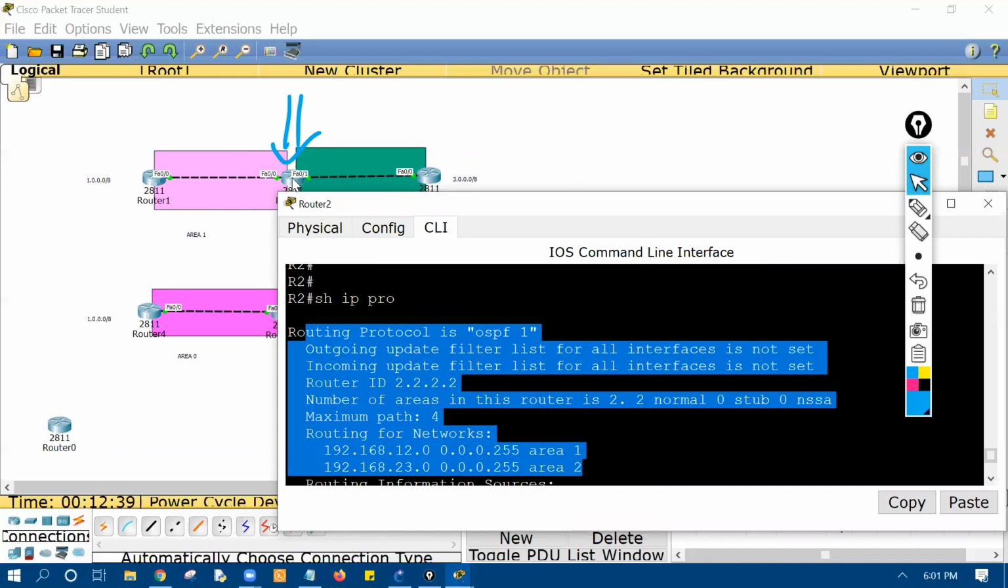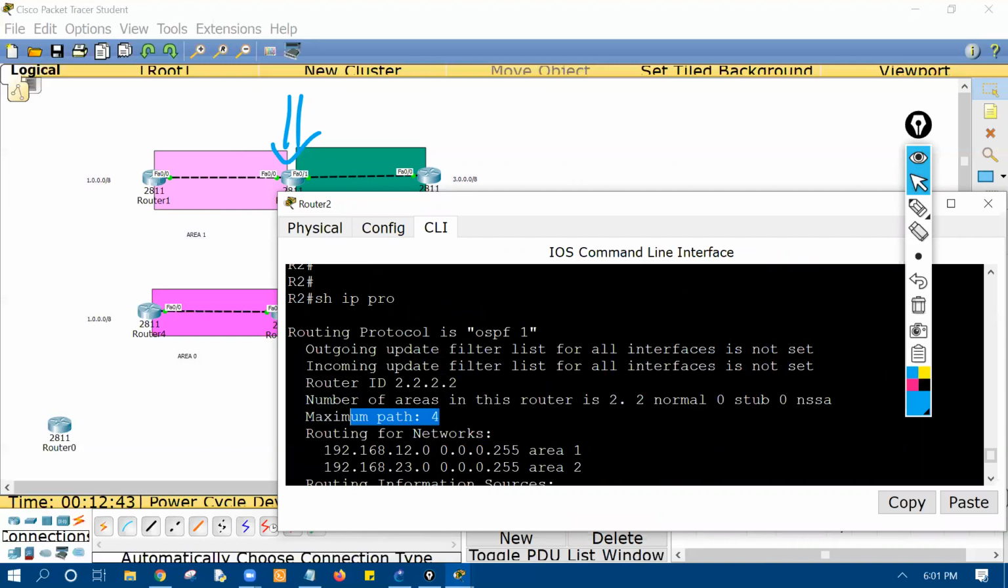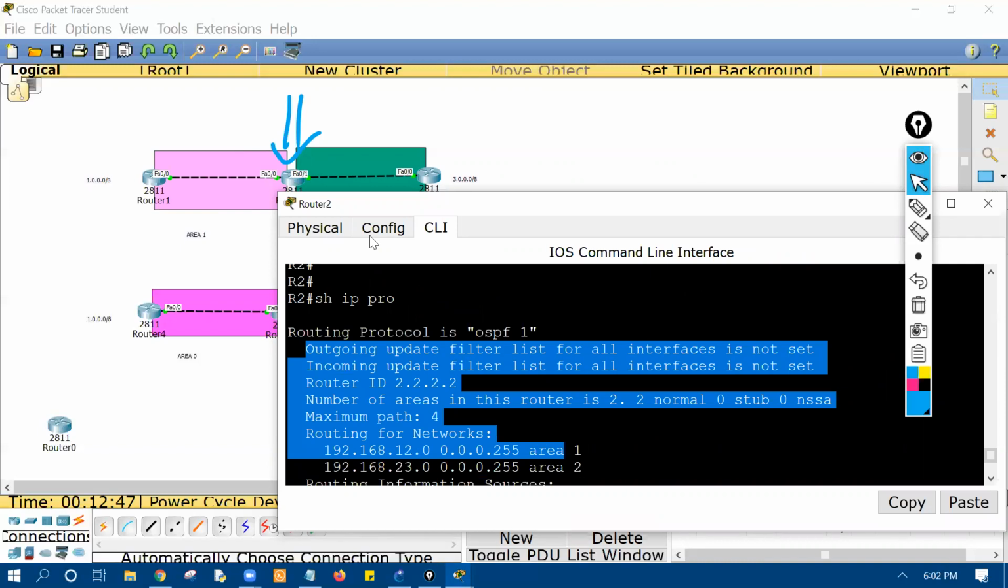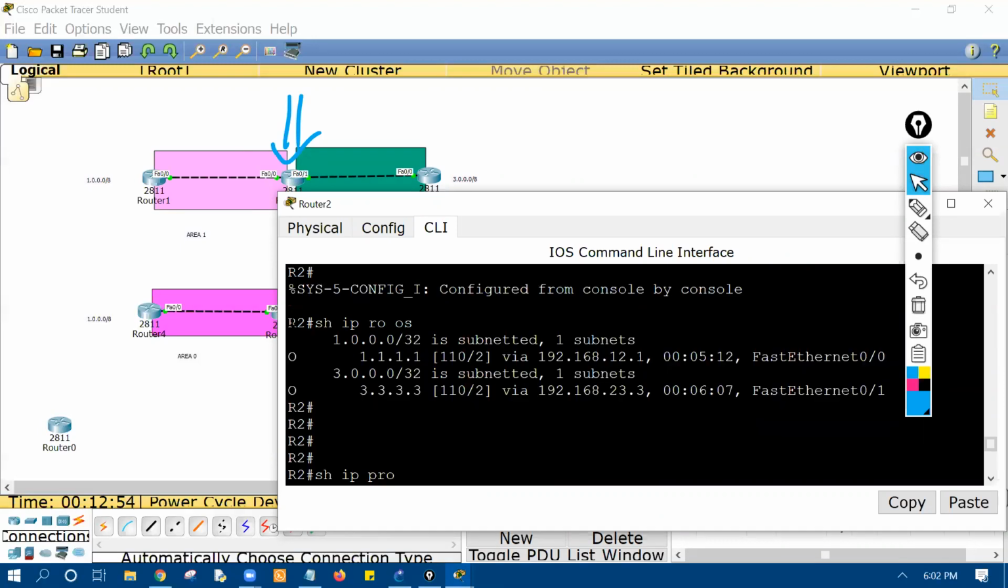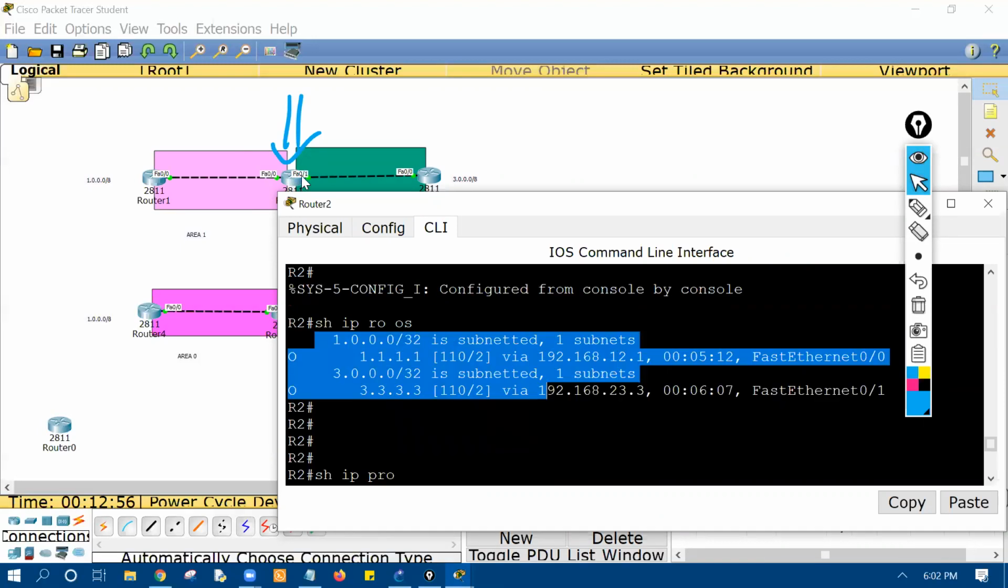If this router will become the ABR, then you will see the option over there after this one. But no ABR option is given over there, because this router will never become the ABR. And in that case, what happened right now? R2 has complete routing information, but R2 will never share this information with R3.